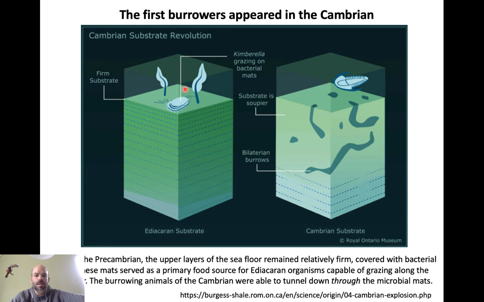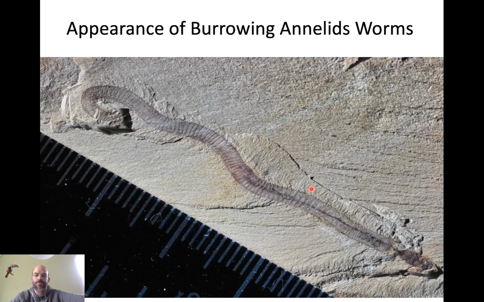So here again is showing some of those animals that we saw in the Ediacaran. Again, they're just living on the surface or even attached to the surface or crawling slowly along the surface. And in the Cambrian, we start seeing all these fossils of animals that can actually dig down into the sediments of the ocean. And you can actually see fossils of those in the Cambrian explosion.